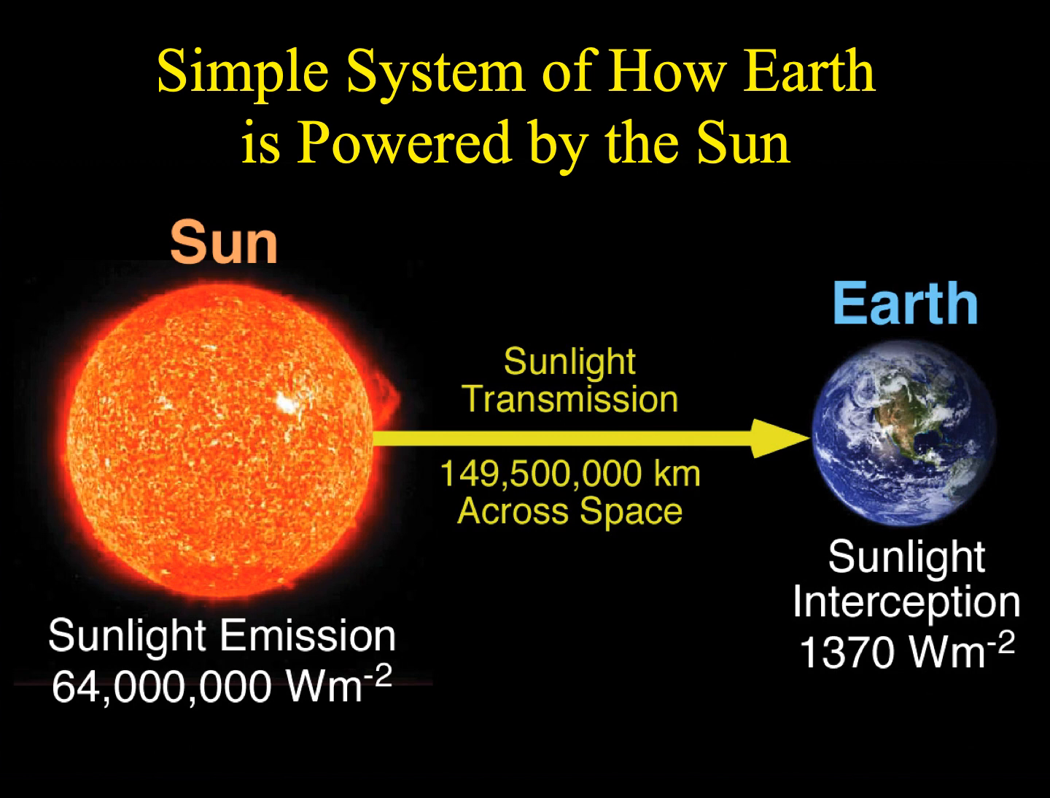Here's an example of a system, and this is a system that I've created to try to help you understand how the Earth is powered. And I'm suggesting the Earth is powered by the sun. The power that is received by the Earth comes from the sun's surface in the form of sunlight. At the sun's surface, the intensity of this sunlight is 64 million watts per meter squared. It travels across a huge distance of space, and as it travels, it becomes diffused. By the time it is intercepted by the Earth, that sunlight is now reduced to an intensity of 1370 watts per meter squared.